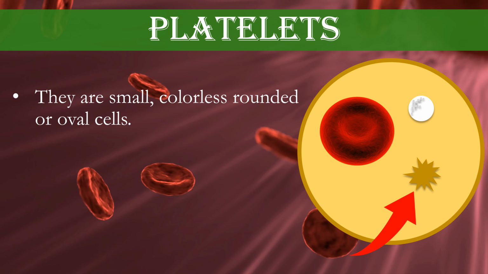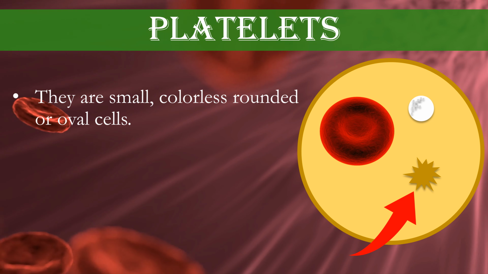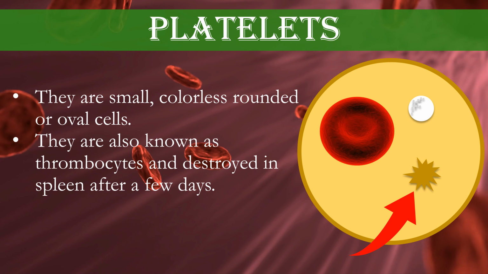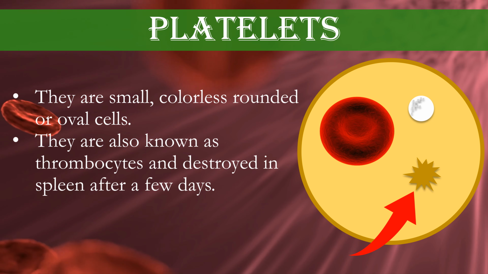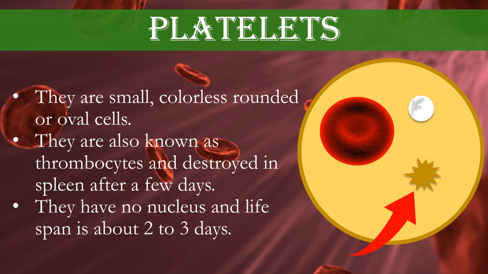Platelets. They are small, colorless, round or oval shaped, where the arrow indicates that. They are also known as thrombocytes and are destroyed in the spleen after a few days. They have no nucleus and the lifespan is about 2 to 3 days only.